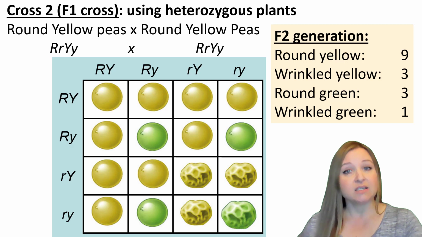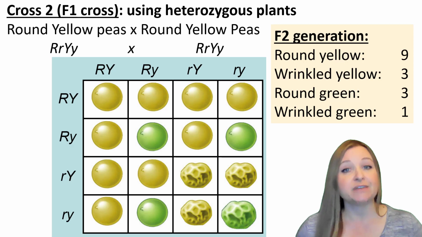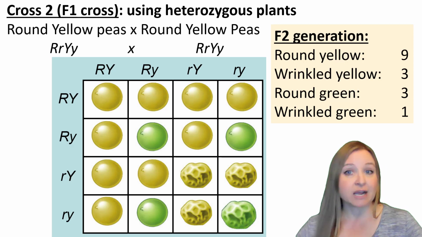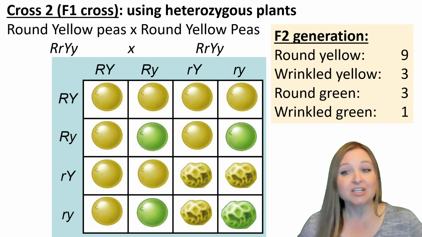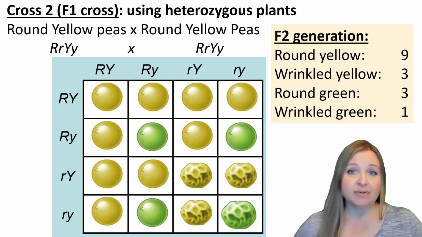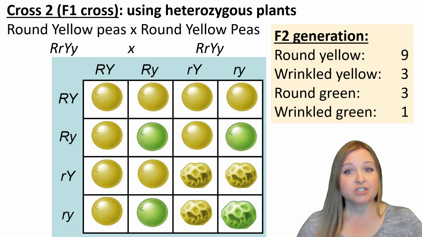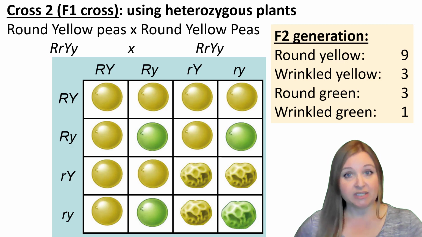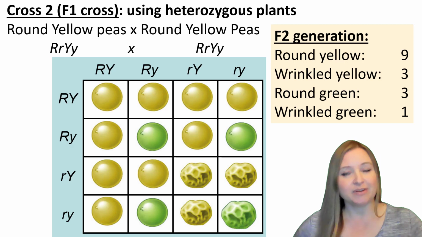The one with 9 is going to have the dominant phenotype for both genes. And in this case, the dominant phenotype is round and yellow. So 9 of the 16 are going to have round yellow peas. Then you have 2 options where one of the phenotypes is dominant and one is recessive. So there are going to be 3 individuals that have wrinkled yellow peas. Wrinkled is the recessive phenotype and yellow is the dominant phenotype.